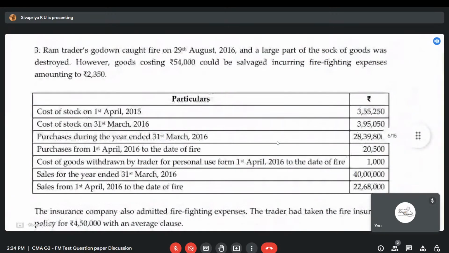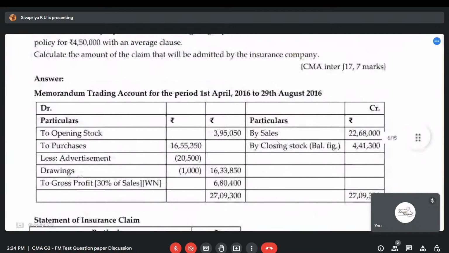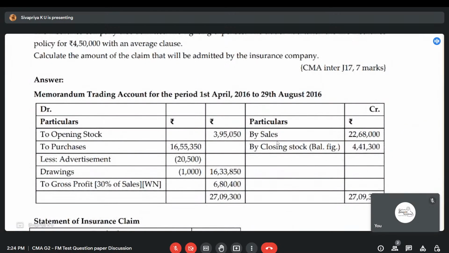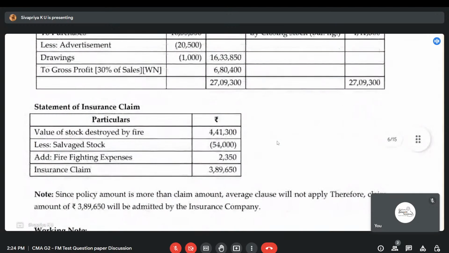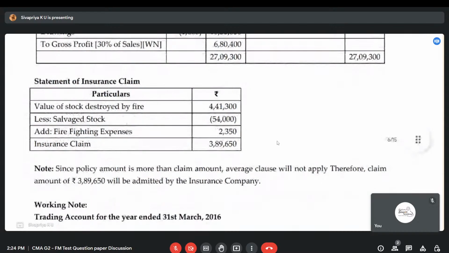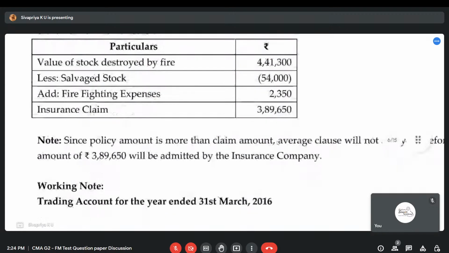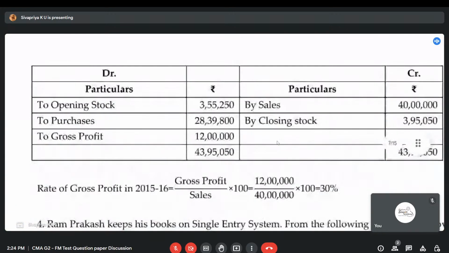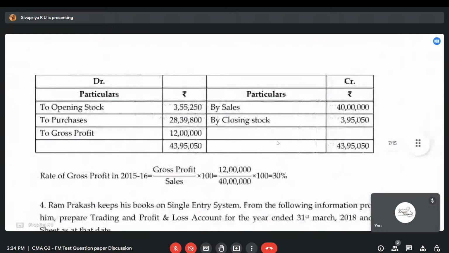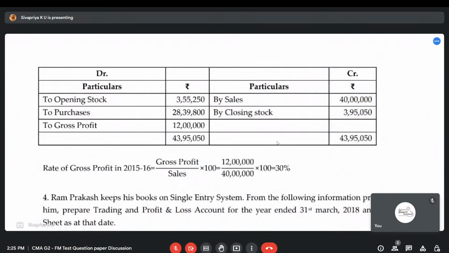Then question number 3. இது வந்து fire insurance. Memorandum trading account for the period. Gross profit வந்து 6,80,400. Then statement of insurance claim 3,89,650. So policy amount is more than the claim amount. The average clause will not apply. So therefore this 3,89,650 will be admitted by the insurance company. So அதுக்கான working notes trading account. For calculating the rate of gross profit 30%.